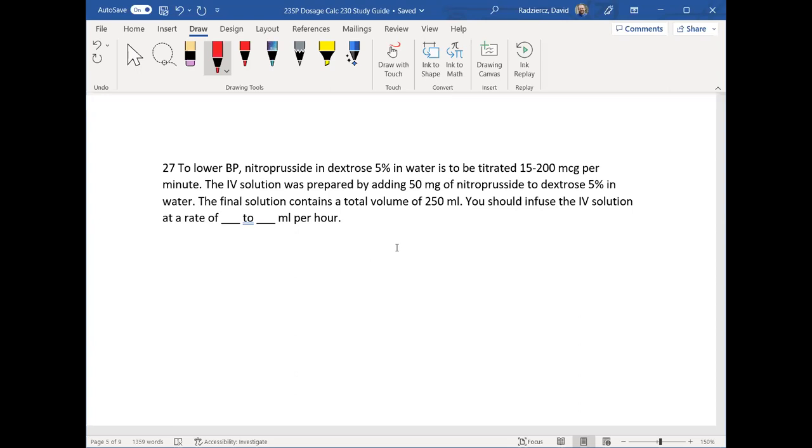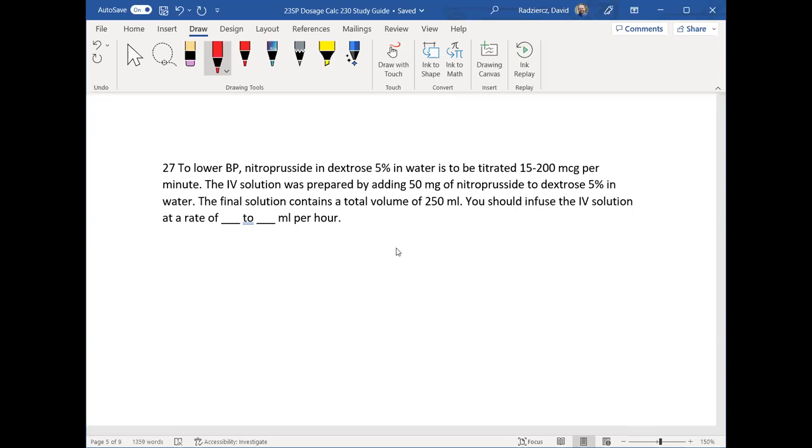All right. So for this question here, it says, in order to lower blood pressure, we're going to use nitroprusside in dextrose 5% in water. It's to be titrated 15 to 200 micrograms per minute. Okay, so this is going to be a fun question. The IV solution was prepared by adding 50 milligrams to dextrose in water. The final solution contains a total volume of 250 milliliters. You should infuse the IV solution at a rate of blank to blank milliliters per hour.